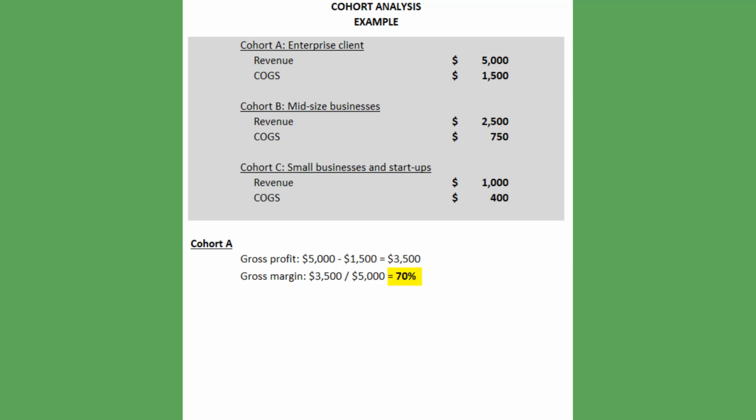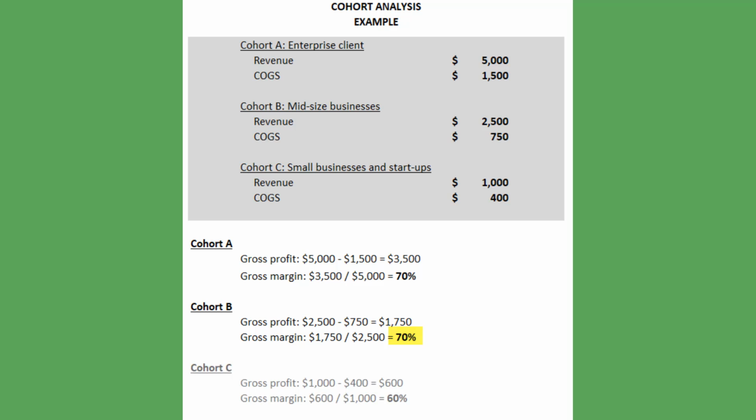Same thing with cohort B. Revenue less cost of goods sold gives us a gross profit of $1,750, and $1,750 divided by the revenue, again, 70%. And then cohort C, gross profit calculates out to $600, and the gross margin in this one is 60%. So as you can see in this example, the gross margin per cohort for the fiscal year 2024 is 70% for A, 70% for B, and 60% for C.